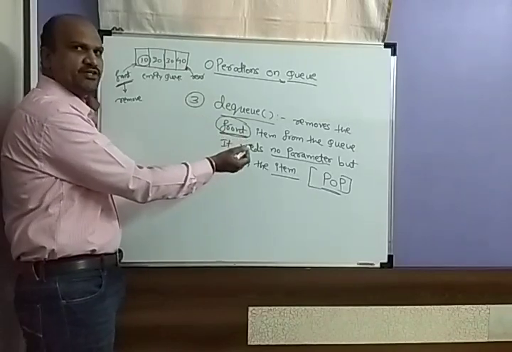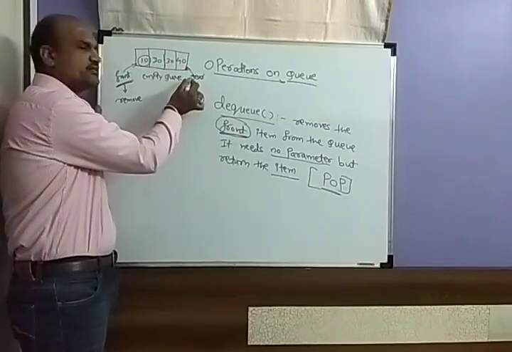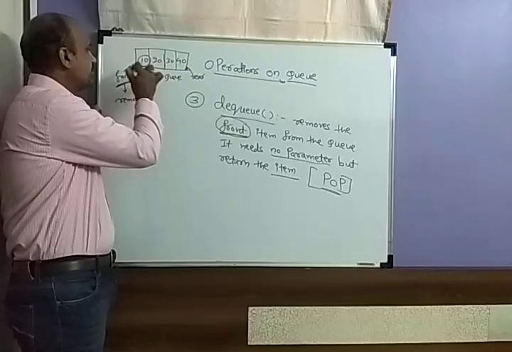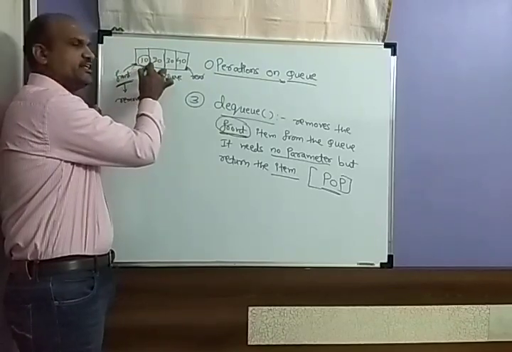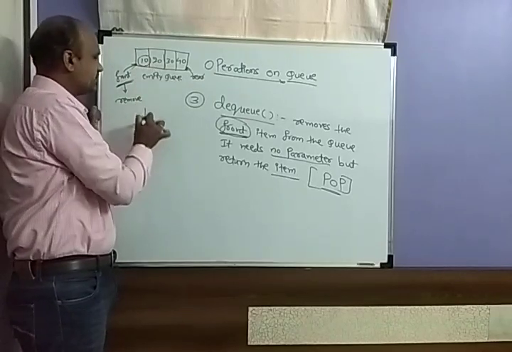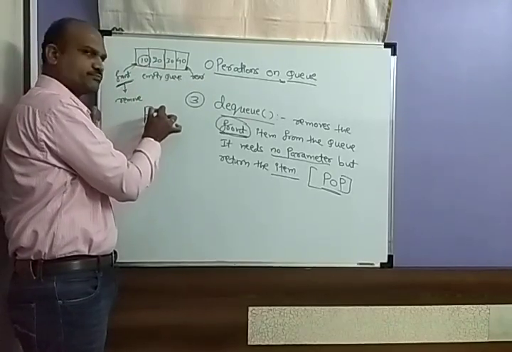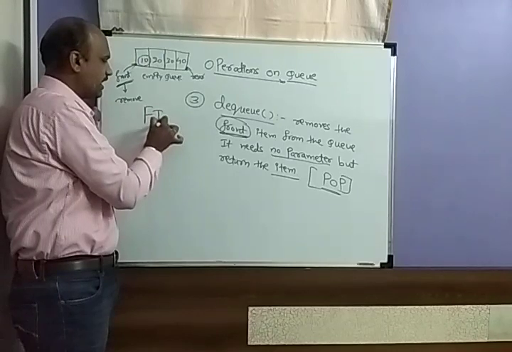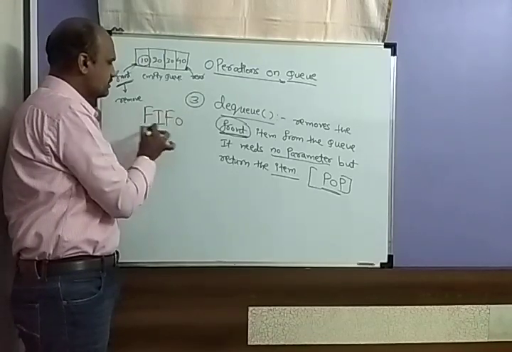See, earlier in enqueue, what will happen? Rear is where you added the items. Now it is dequeue, that is the front. It will delete the item, remove. So 10 will be deleted, next 20 will be deleted. That's why, as I told you, it is called FIFO. FIFO: first in, first out.